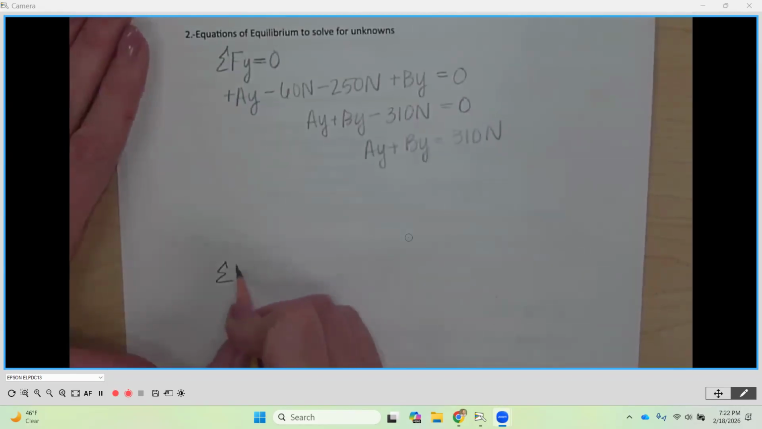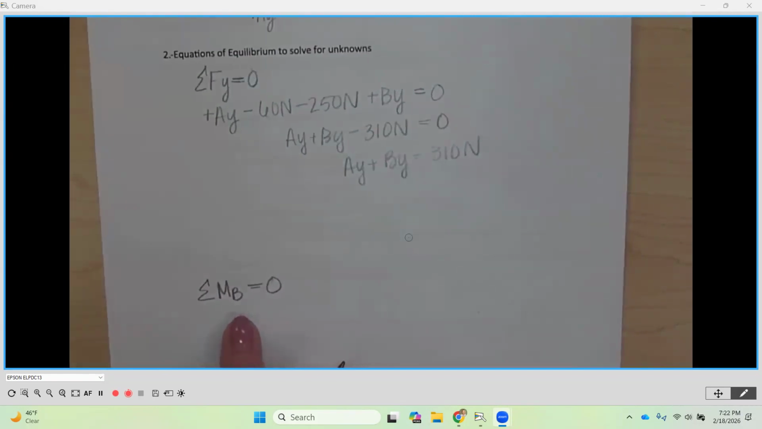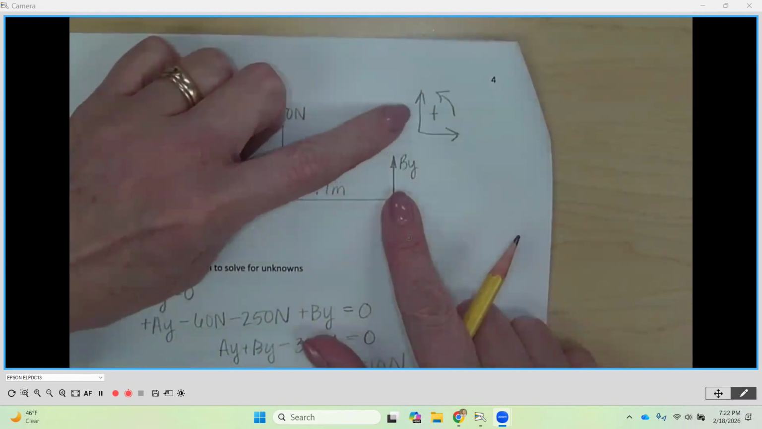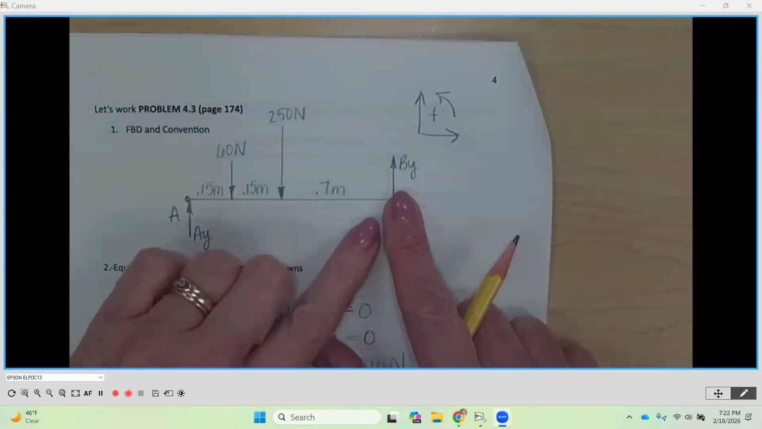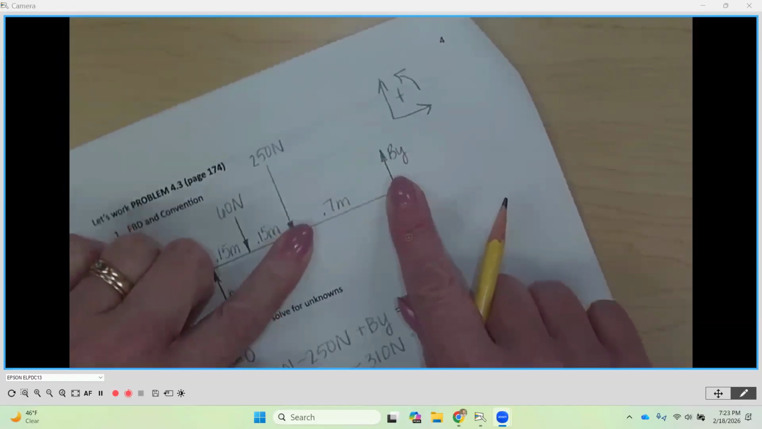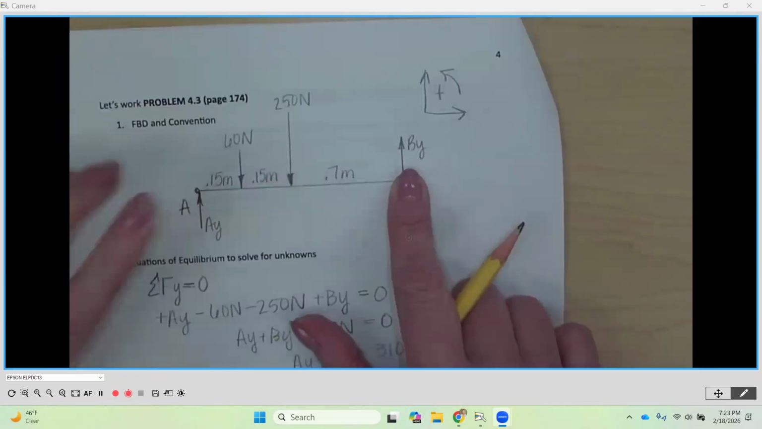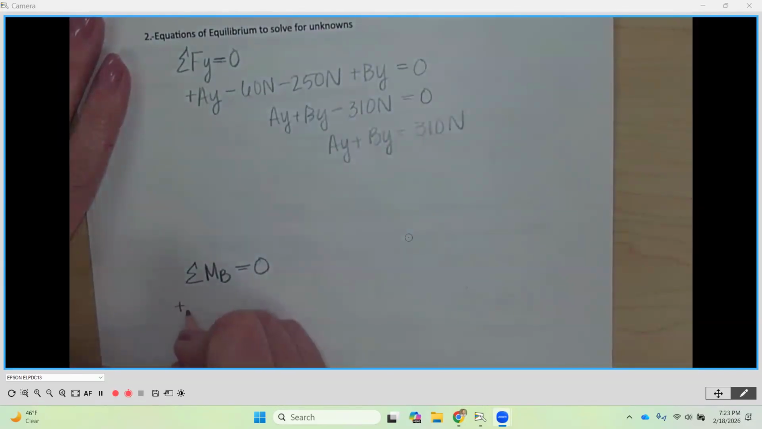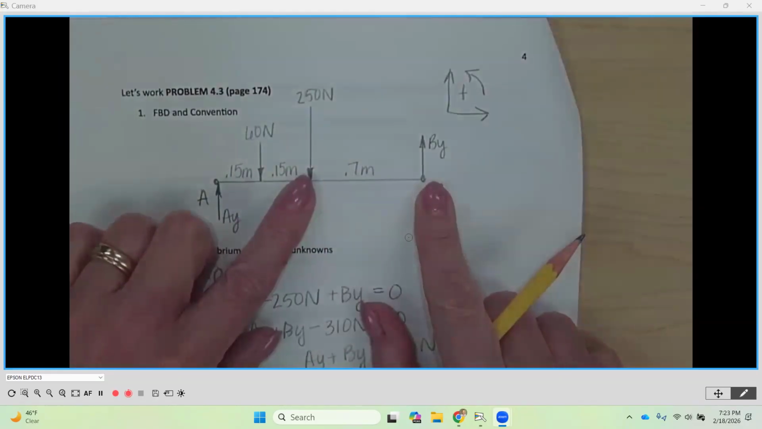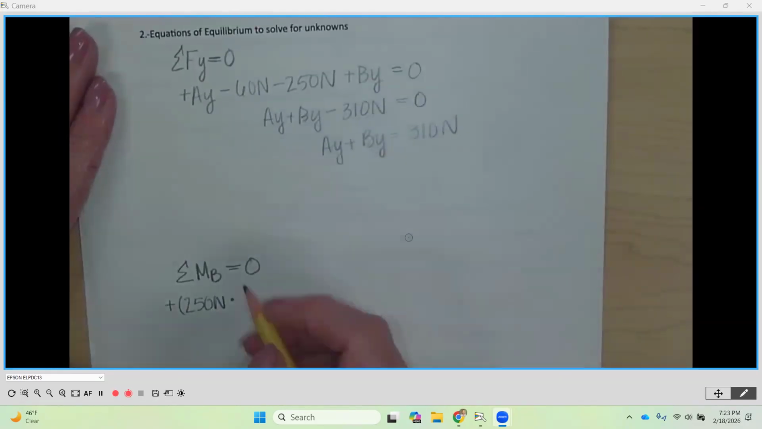I'm going to sum my moment around point B equal to 0. My same convention applies. That doesn't change. But I'm going to work this way. So I'm going to go 250 newtons. That is going to rotate counterclockwise, so that means I'm going to have a positive out front. 250 newtons is my force, times my perpendicular distance from B, which is 0.7 meters.